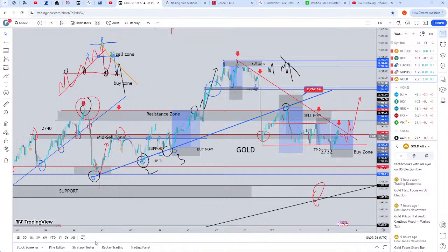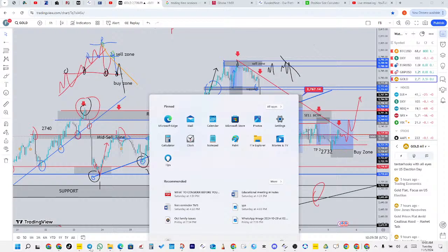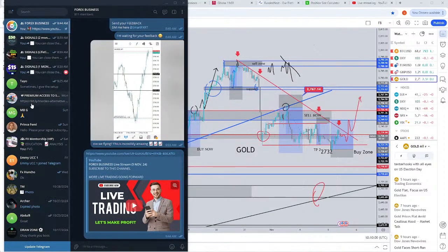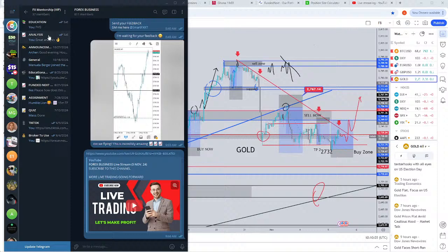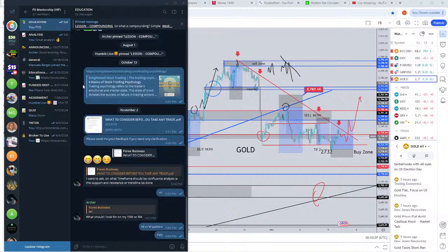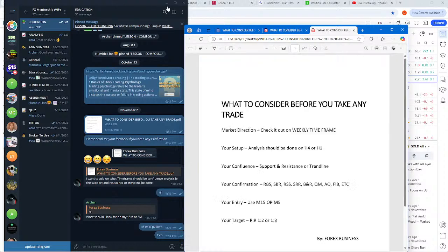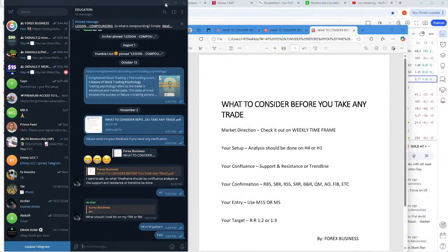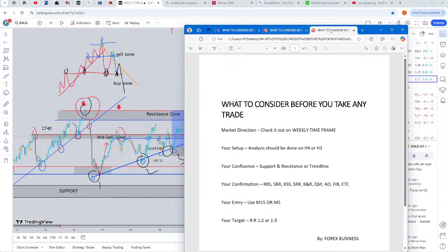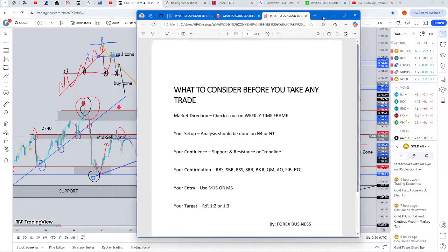Now, there's something I told my people, let me look for it on the Telegram mentorship page. Recently, I shared something with them. Let me open it and share it with you, so you appreciate it. This is what I was sharing with them. Maybe this will also be a blessing to you guys.